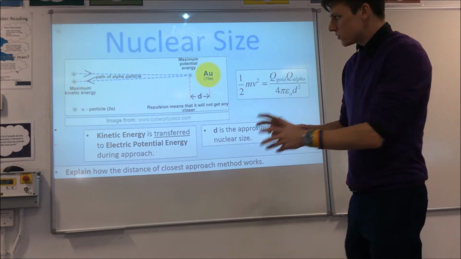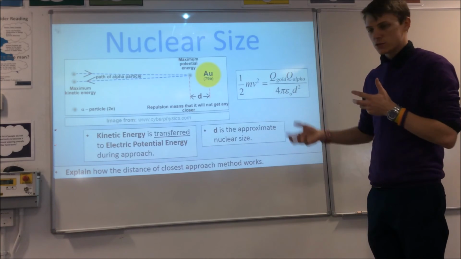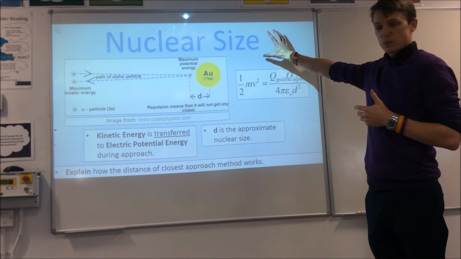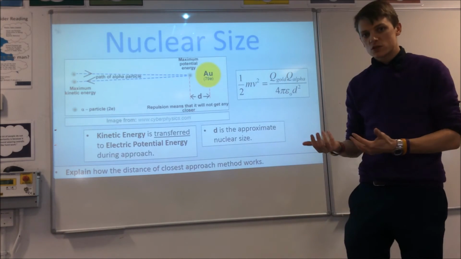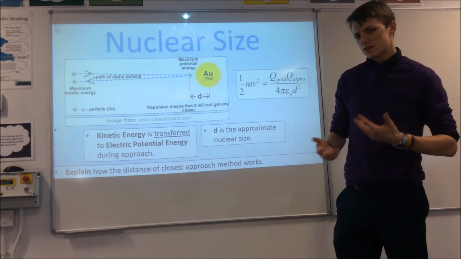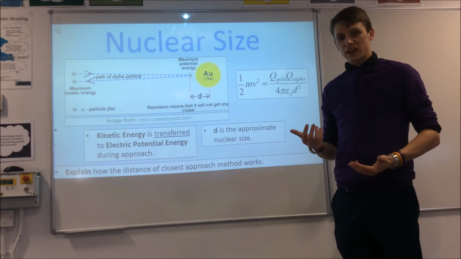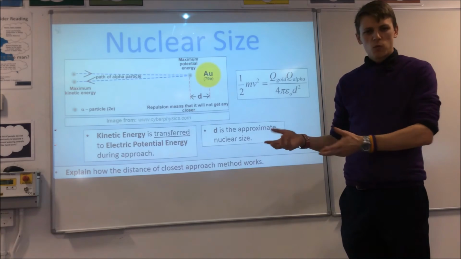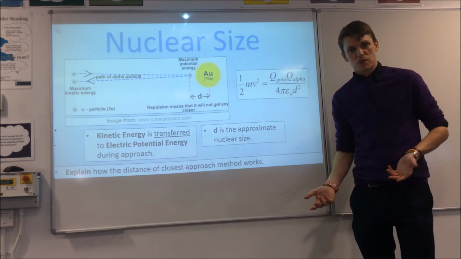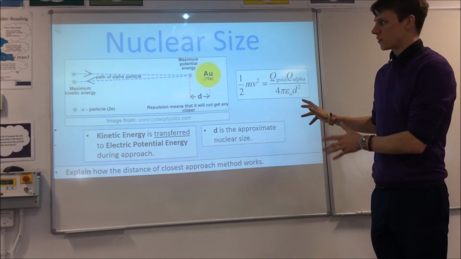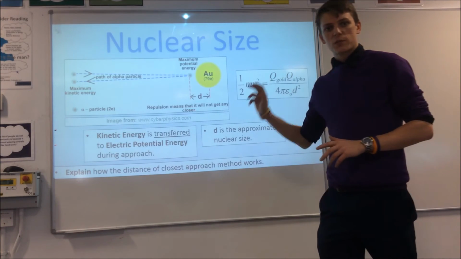So what we can do is look at how they used the alpha scattering results to actually give an estimation of the size of the nucleus. A very rudimentary method would be going, well, about 1 in 10,000 was bounced right back, therefore the nucleus must be about 1/10,000th of the size of the atom. So that's the first approximation you can make. But an improvement on that is the idea of closest approach.